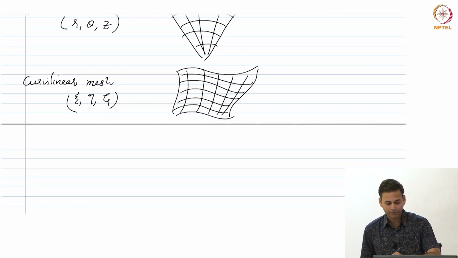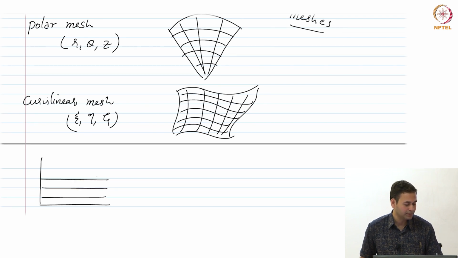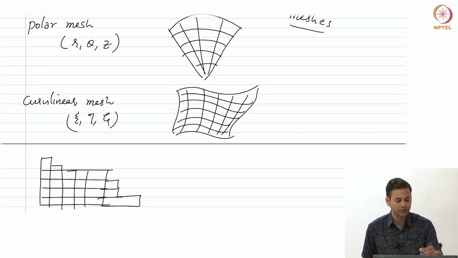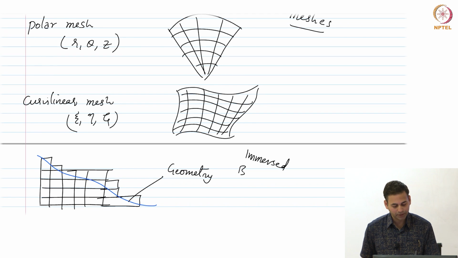Now, you can also of course have a domain that is still made up of Cartesian cells, okay, which are like this, but we may use this kind of a Cartesian mesh to somehow resolve a geometry that looks like this, okay. So, our geometry looks like this, we can still make use of a Cartesian mesh like this to resolve this geometry, okay.